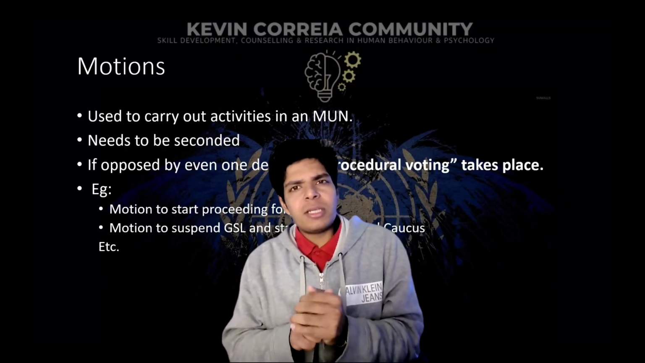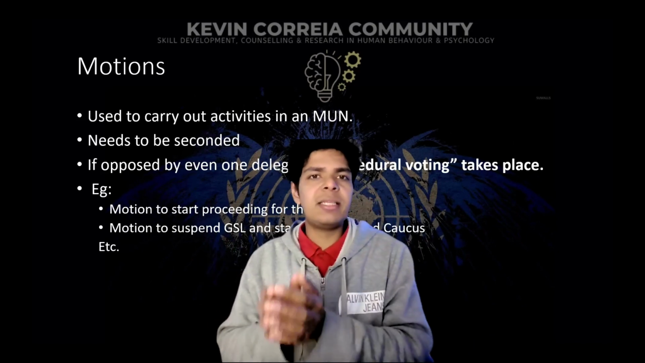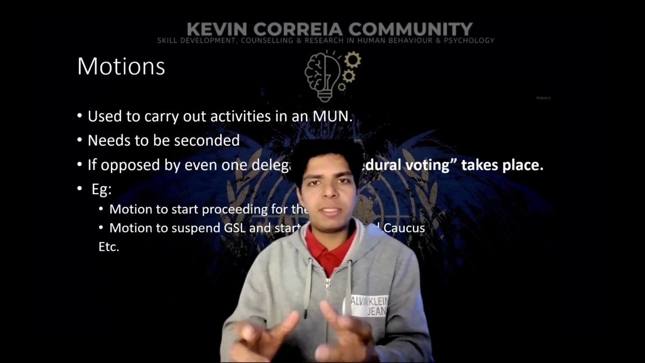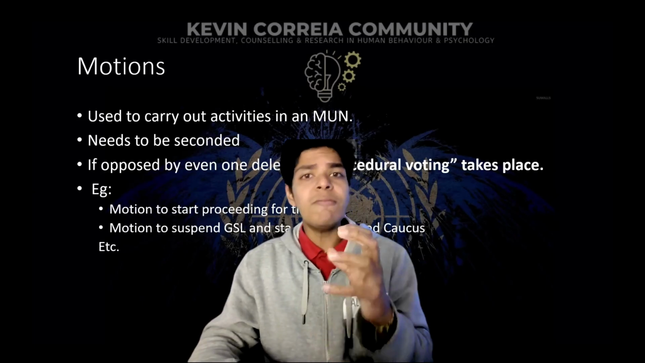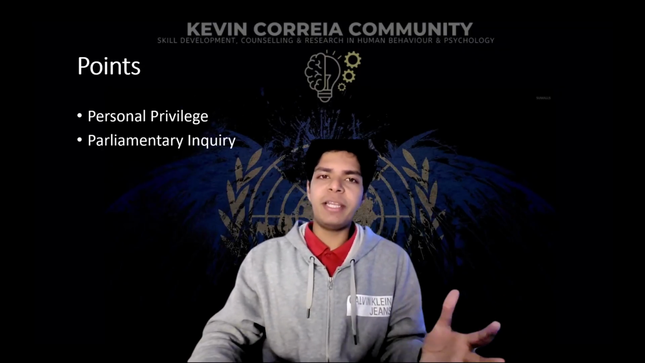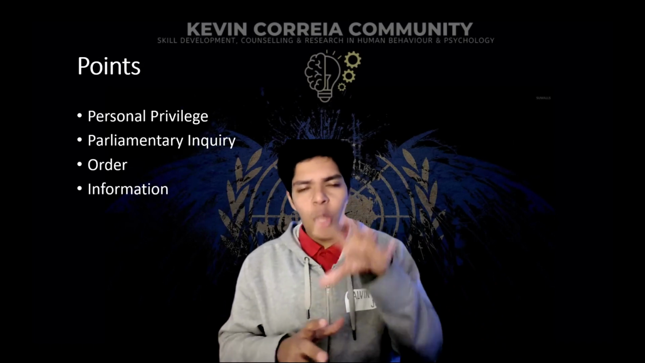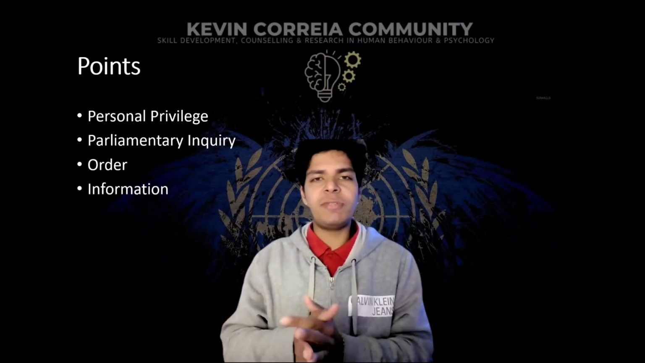Now, have you been curious about all these motions? In all moderated caucuses, unmoderated caucuses, GSLs, all these conversations are happening among the delegates, right? Even though it's directed to the chairperson, it's happening among the delegates. But what if you want to have a conversation with the chairperson? For that, we have a provision in the UNA USA procedure, and that is called points. Okay, there are four different types of points: the point of personal privilege, the point of parliamentary inquiry, the point of order, and the point of information. And along with these points, you also have a right of reply. I'm going to talk to you about each of them now.